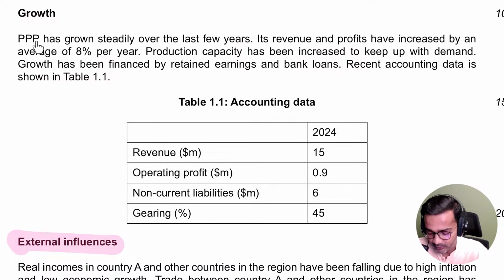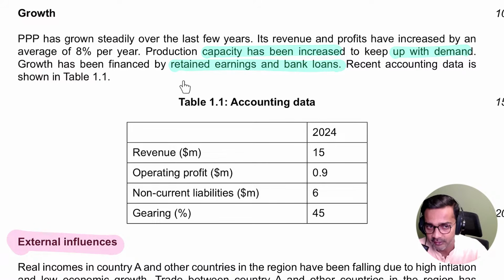Right. So growth. Now, PPP has grown steadily over the last few years. Its revenue and profits have increased by an average of 8% per year. That's a pretty decent growth rate. Production capacity has been increased to keep up with demand. So, perhaps this is showing that they see this is a growing market, and because of that, they are investing every time in increasing their capacity. The growth has been financed by retained earnings and bank loans, right?